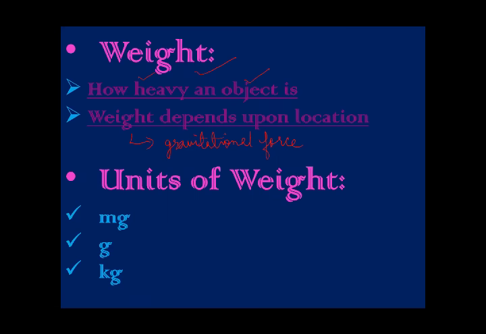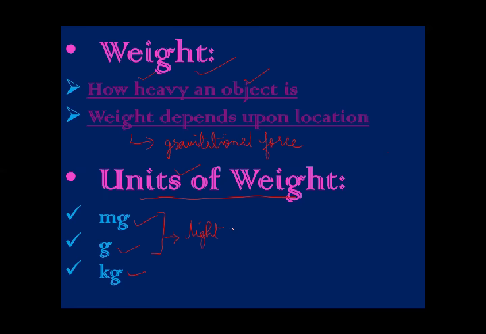The next topic is units of weight. As we have studied earlier, standard units are the units which do not change. They are fixed quantities. So for measuring weight, the common units used are milligrams, grams, and kilograms. Milligrams and grams are the smaller units of weight and are used to measure the weight of light objects.